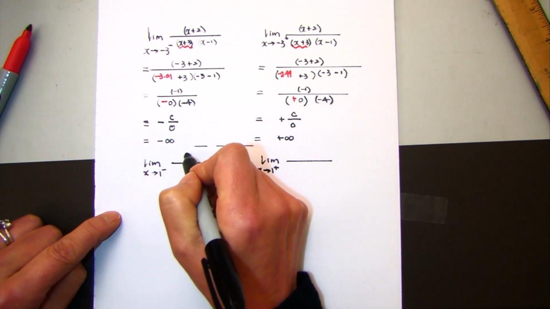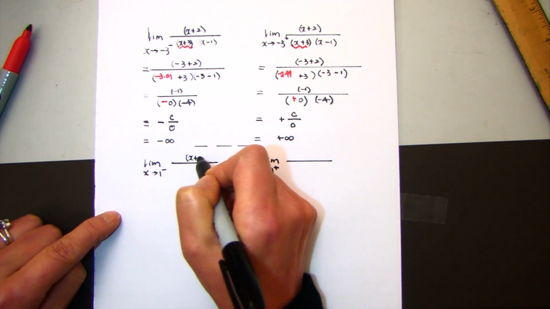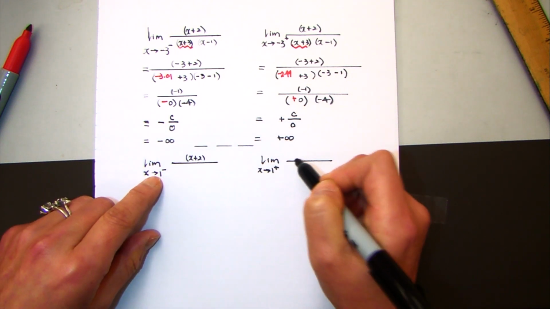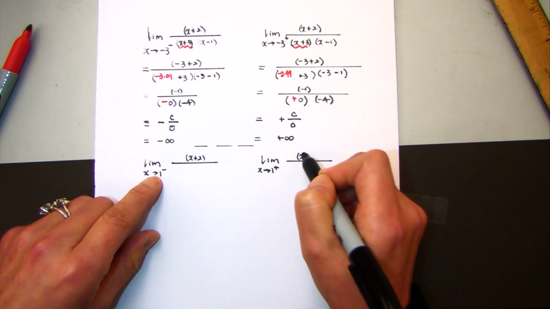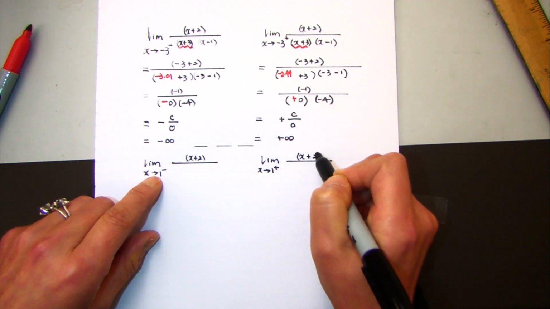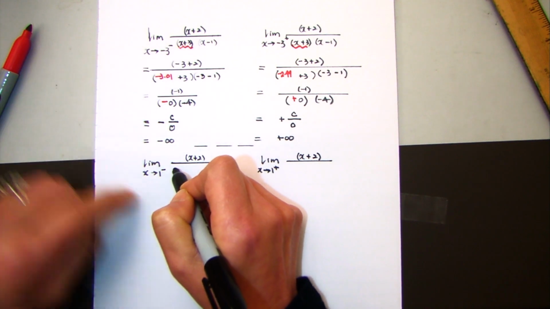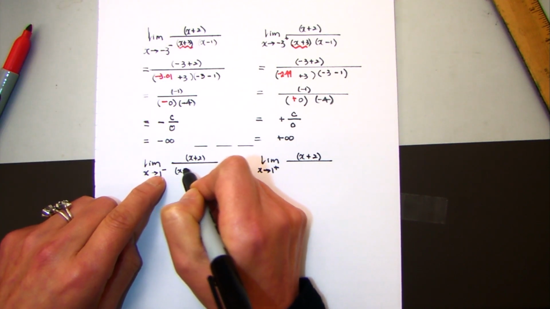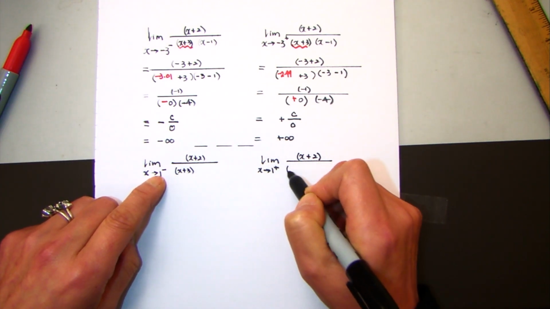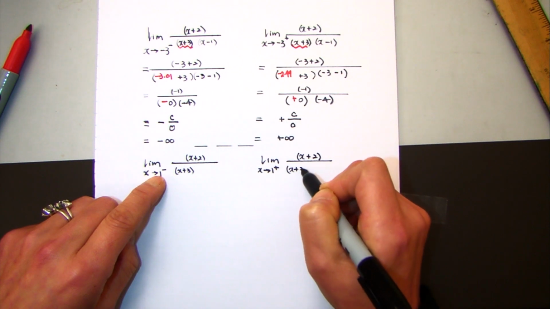X plus 2. Did 1 come from it? Nope, so don't pay attention. X plus 3. Did my 1 come from it? No. Easy going.